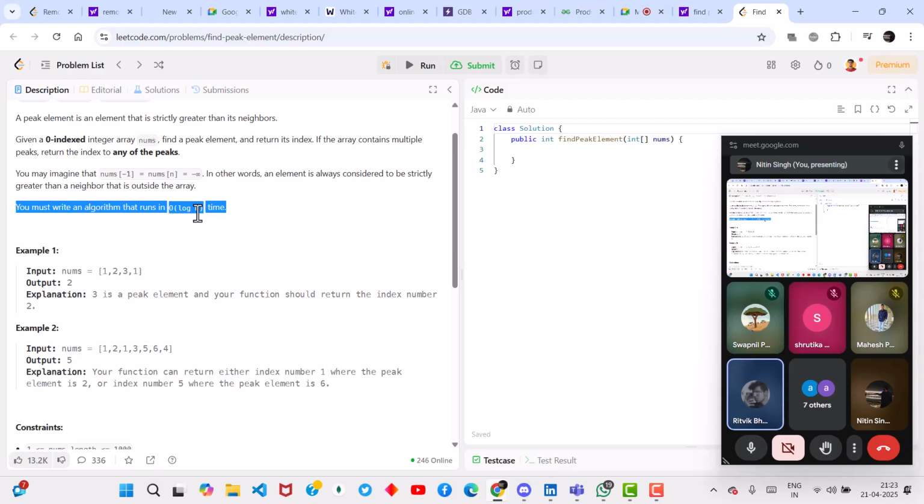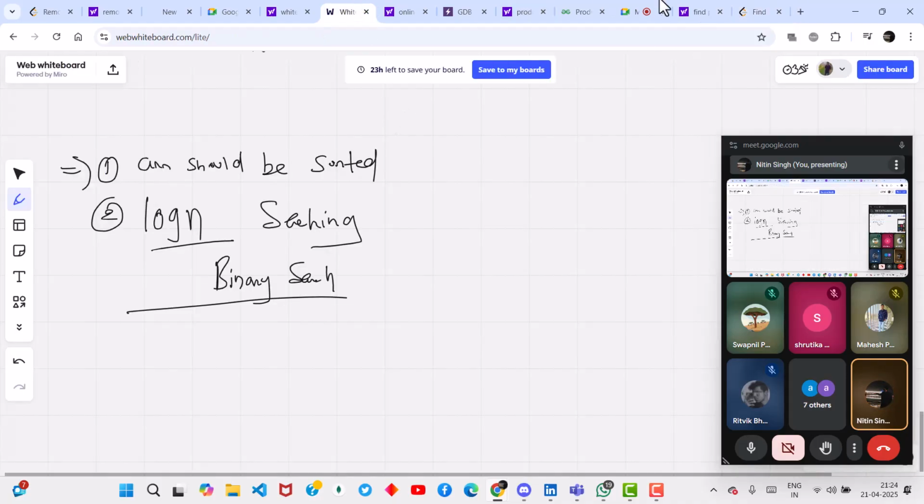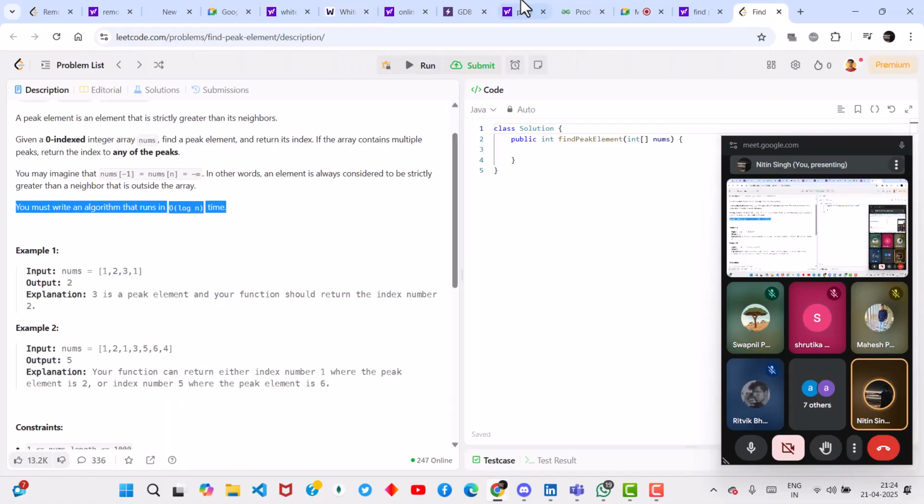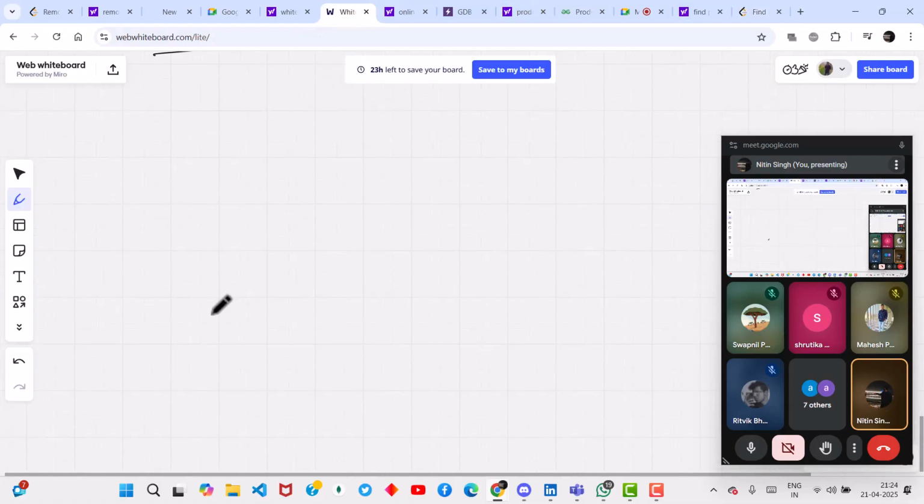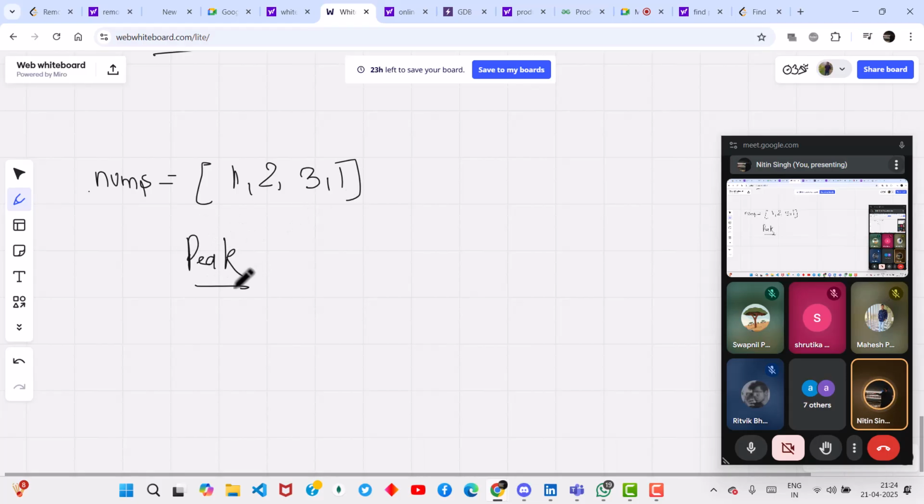Now, let's take this particular test case and discuss what a peak element is. So I have 1, 2, 3, 1. I have a nums array: 1, 2, 3, 1. So we have to find any of the peak elements. In the question itself, it's been written there: you can return any of the peak elements because your array can contain more than one peak element. So what is a peak point?